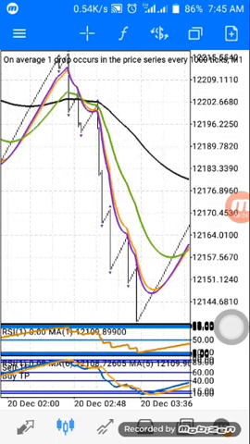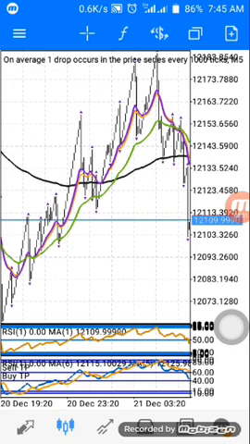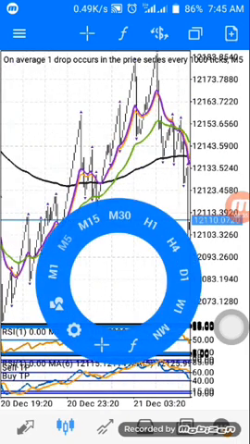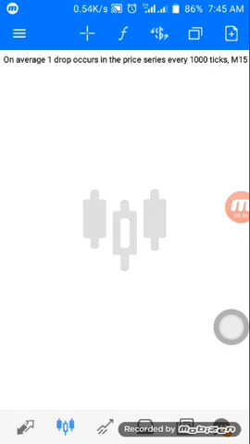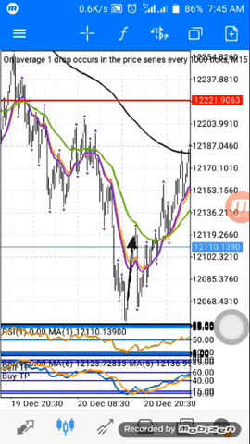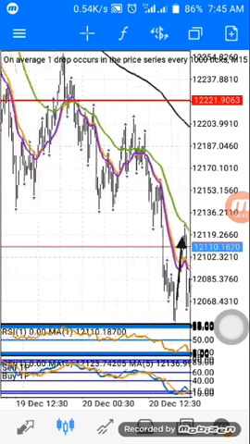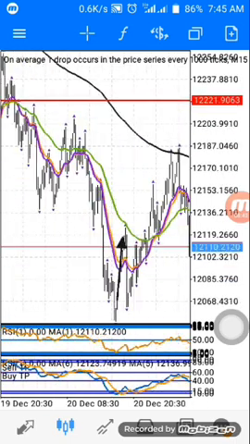Now let's check out swing trading. For that, you can go to your 5-minute time frame, or the 15-minute time frame. This is the setup I use when I want to swing trade. These two setups. So when it crosses, I know it's going to go up higher and higher.